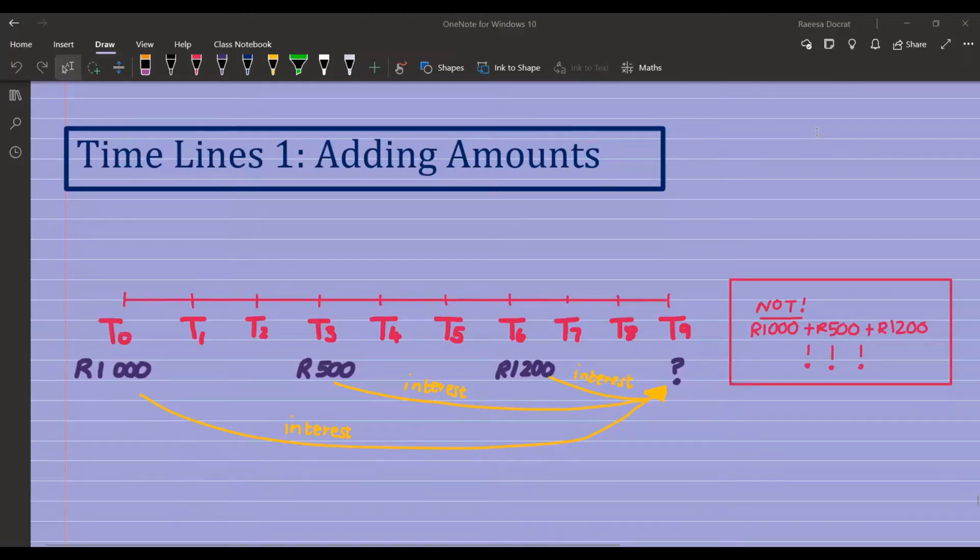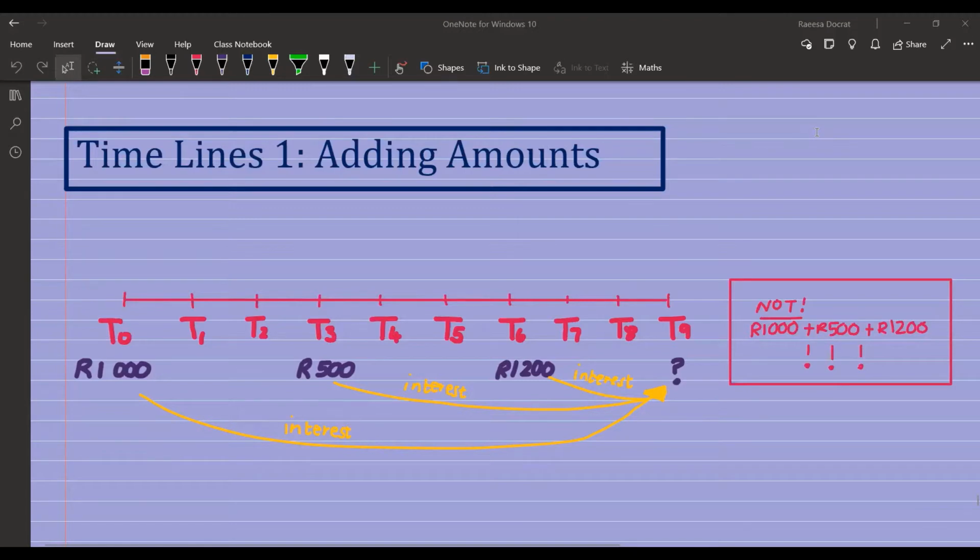Everybody, and welcome to this video on financial maths. In this video, we're having a look at timelines. A timeline is a tool that we'll use in financial maths to add amounts that have been invested or removed at different time points.